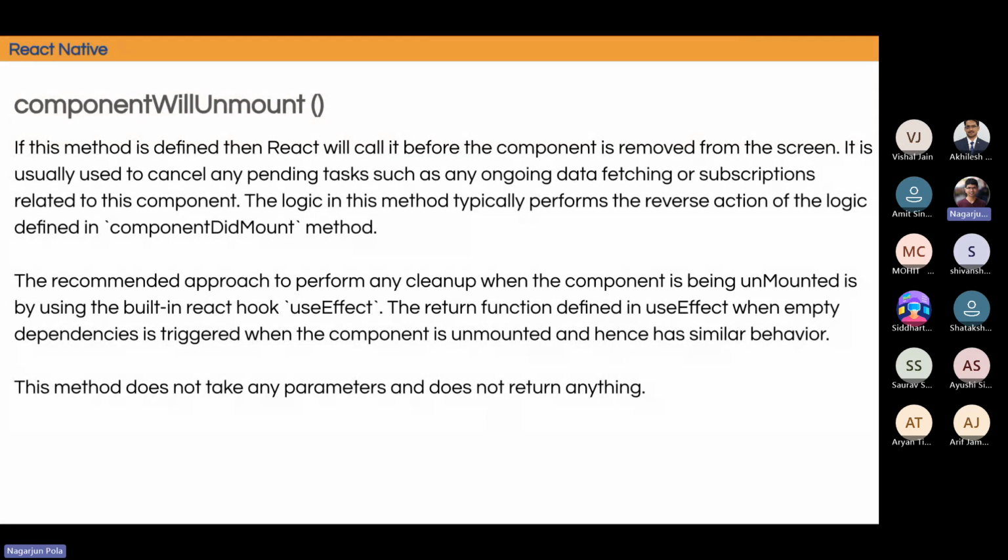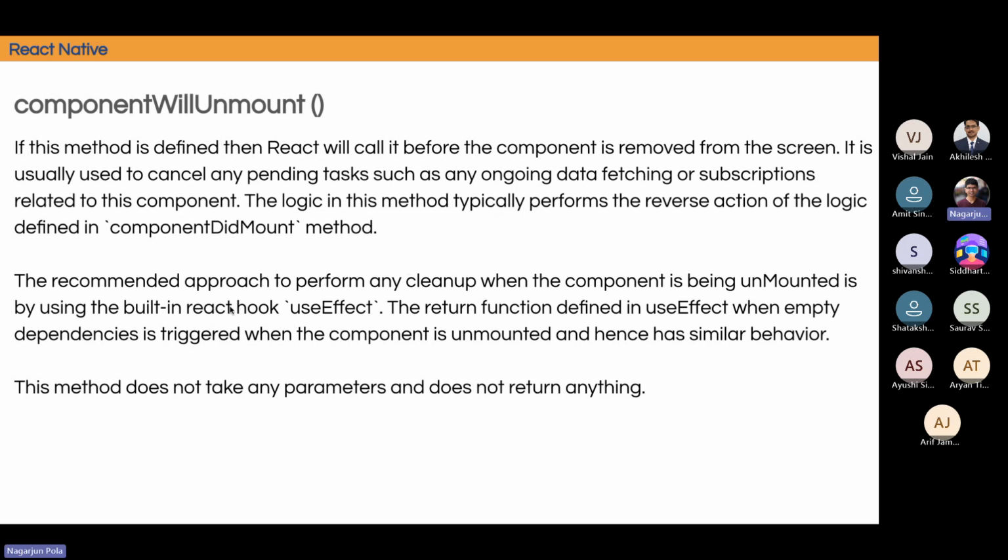And lastly, componentWillUnmount. Again, if this method is implemented, it will be invoked just before the component is removed from the screen. As the name suggests, willUnmount means it is being unmounted, so just before that, it invokes this method. It is mostly used for canceling any pending tasks. If there is any network call that is happening and the user just cancels the application, you could cancel the network call in componentWillUnmount, and also any data subscriptions. So basically, componentWillUnmount has the exact opposite logic of componentDidMount. Whatever initiations have been done in componentDidMount should be undone in componentWillUnmount.